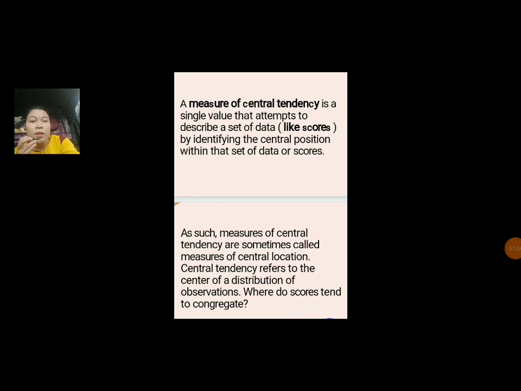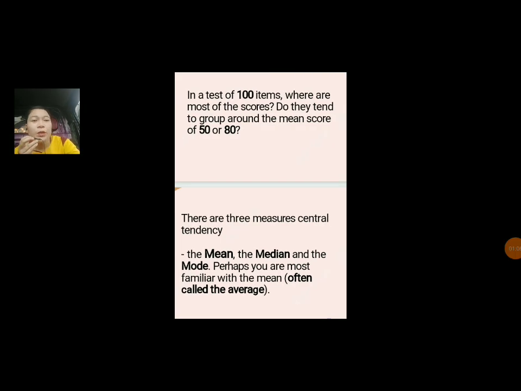So where do scores tend to congregate? In a test of 100 items, where are most of the scores? Do they tend to group around the mean score of 50 or 80? So with the help of measures of central tendency, we can conclude where the passing score of the students is, or where most of their scores are.